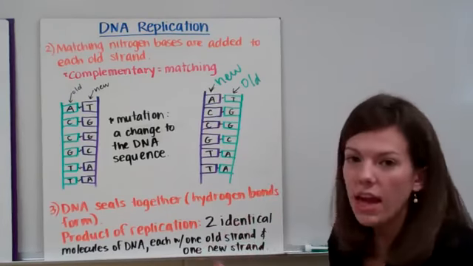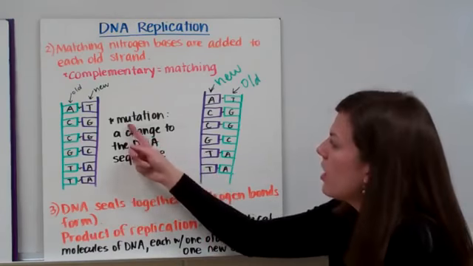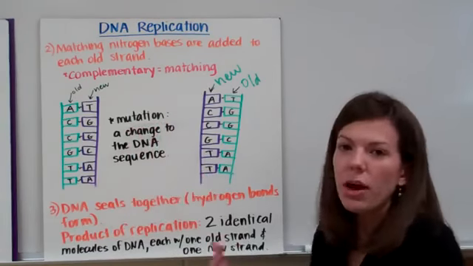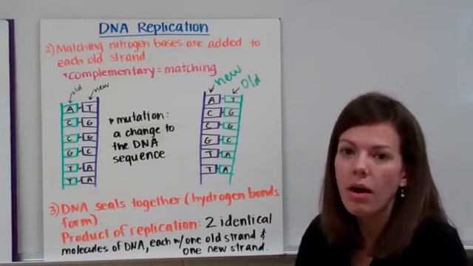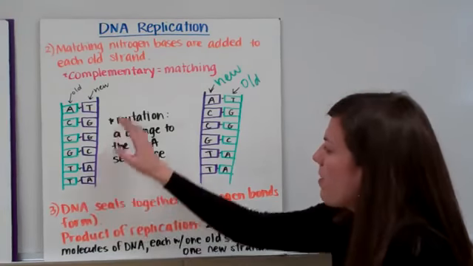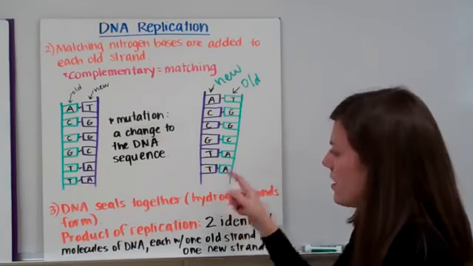Now, if you make a mistake when you're replicating DNA, or any change to a DNA sequence, it's called a mutation. Now, all mutations are not bad. Usually, you don't even know if you have a mutation, but some of them are bad, and some of them are beneficial.